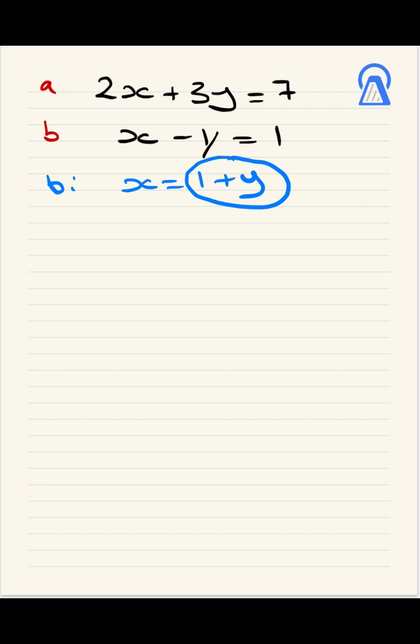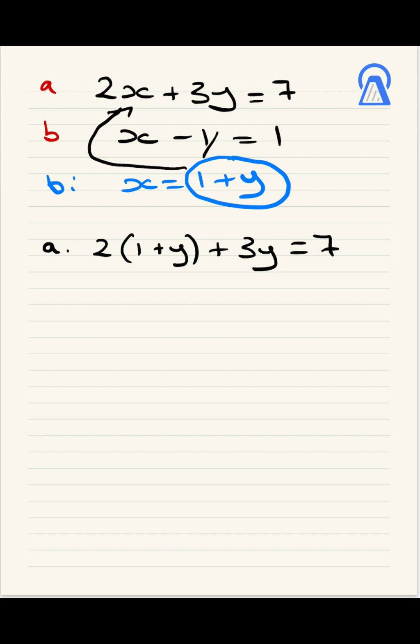Now, for this method, all I'm going to do is go to the first equation, technically the top equation, and I'm going to substitute that in for x. I'm going to have two lots of, and where x is, I'm going to put 1 plus y, plus the 3y that was already there, is equal to the 7. Okay, so everything else about the equation is the same. I've just swapped the x out, and I've put the 1 plus y in its place. Okay, that's all that's happened.